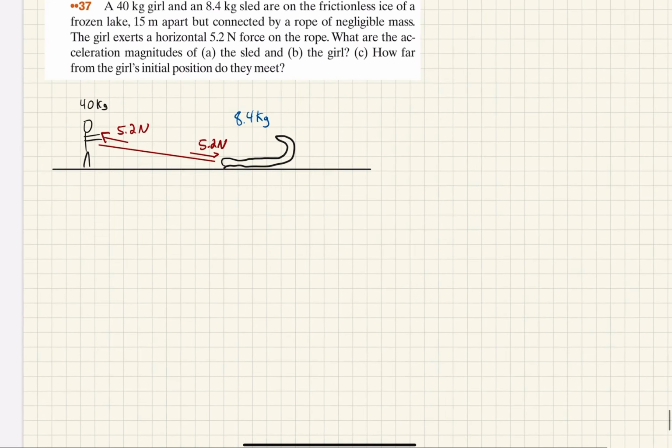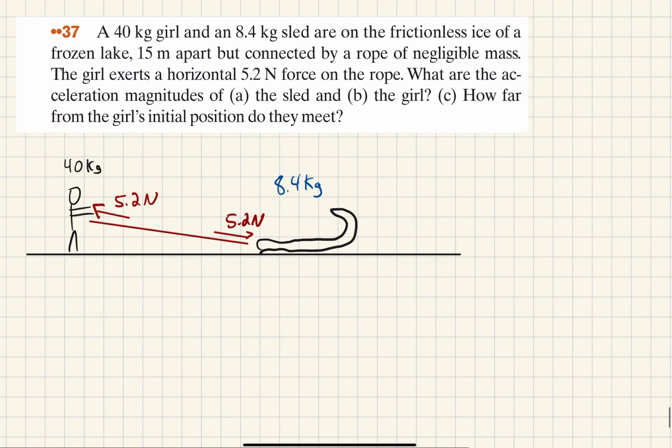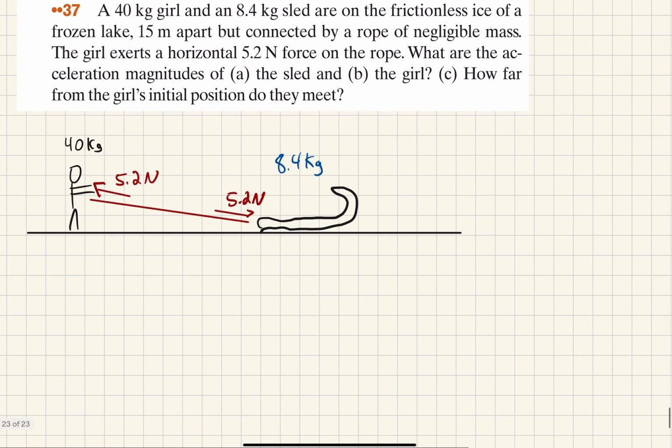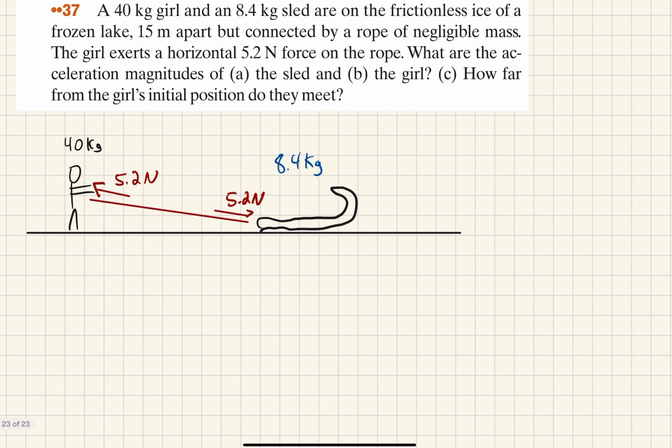Welcome to another Newton's second law walkthrough problem. Take a look here where you've got a girl who's pulling on a sled and they're on a frictionless surface of ice with an ideal rope of negligible mass. The negligible mass means that any force or tension is going to be the same throughout.